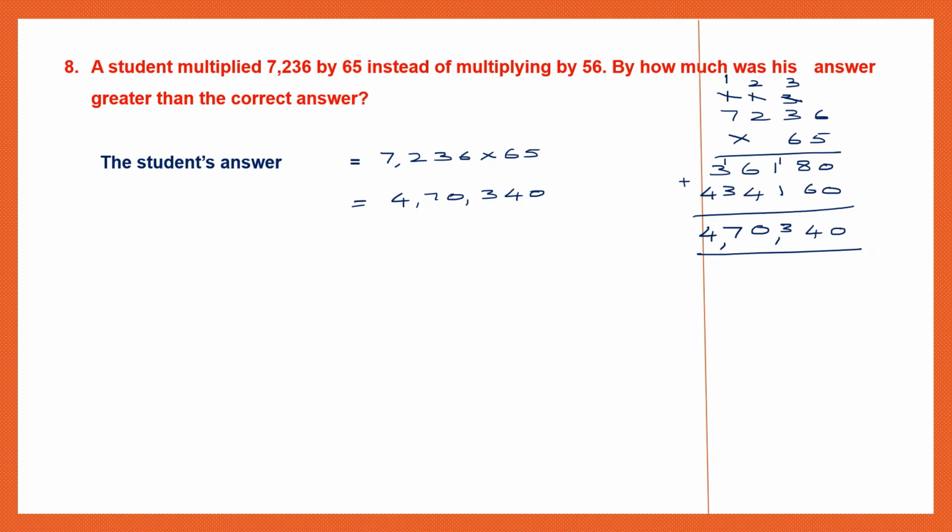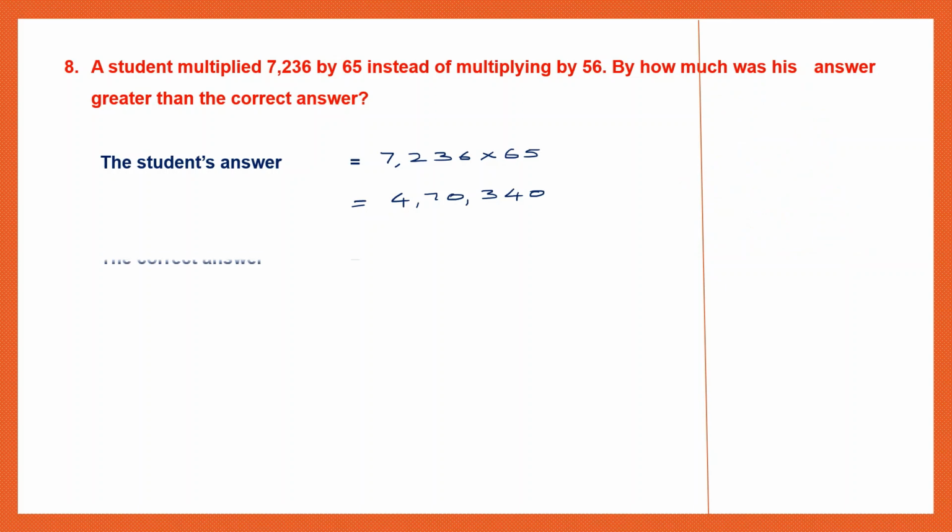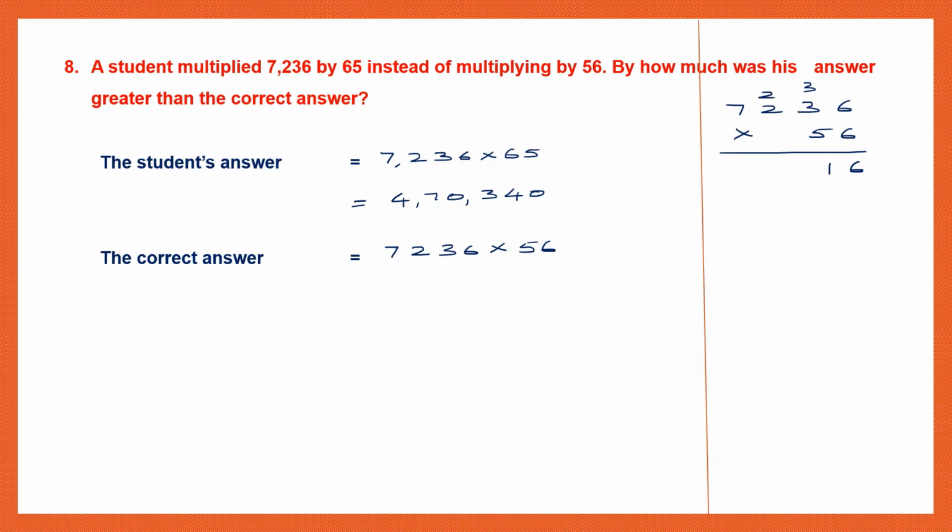Now we need to find the correct answer. So the correct answer will be 7,236. This time we should multiply by 56. So let's do that. 7,236. Multiply this by 56. 6 sixes are 36, carry 3. 6 threes are 18, 19, 20, 21, carry 2. 6 twos are 12, 13, 14, carry 1. 6 sevens are 42, plus 1, 43.